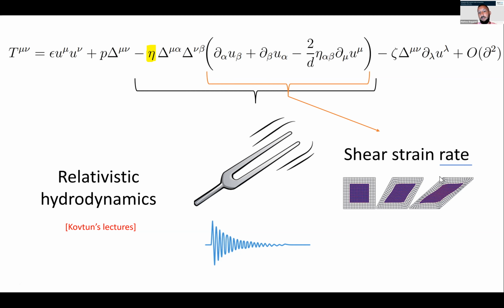You can imagine starting, for example, with a square, and you start shearing. Shearing is the deformation that changes only the angles, but does not change the volume. And you can imagine doing that at a specific rate. That's why here you have derivatives. And then the coefficient that tells you how much stress is created by this kind of shear rate is the viscosity. This is, of course, all common standard knowledge.